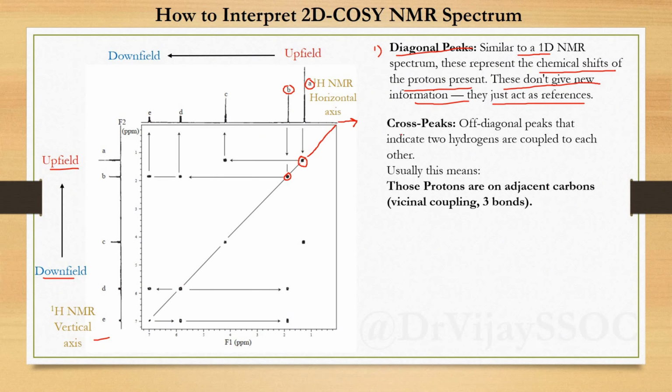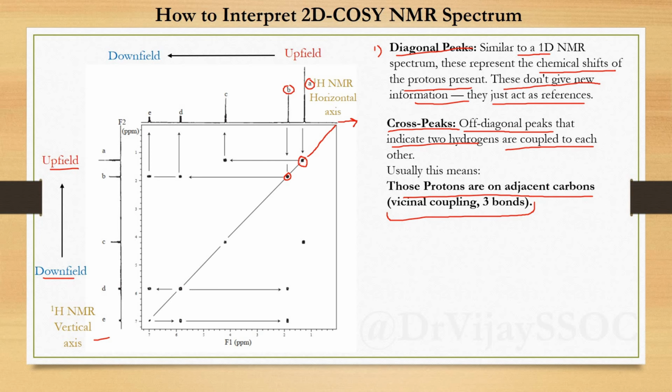And the other peaks are cross peaks, which are off-diagonal peaks. The peaks which you are seeing across the diagonal are called off-diagonal peaks, which indicate that two hydrogens are coupled to each other. Usually this means that those protons are on adjacent carbons, or we can say vicinal couplings, 3 bond coupling, that we are seeing. So how to interpret this?